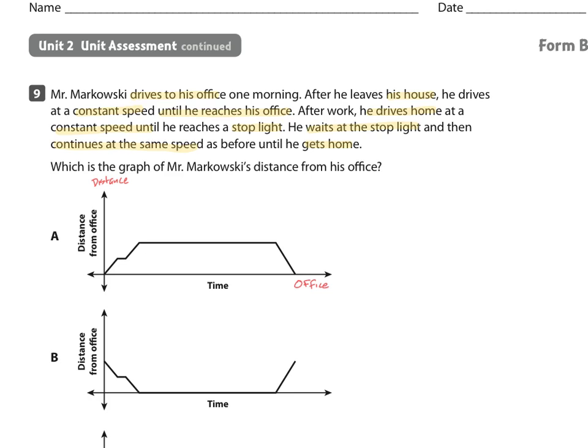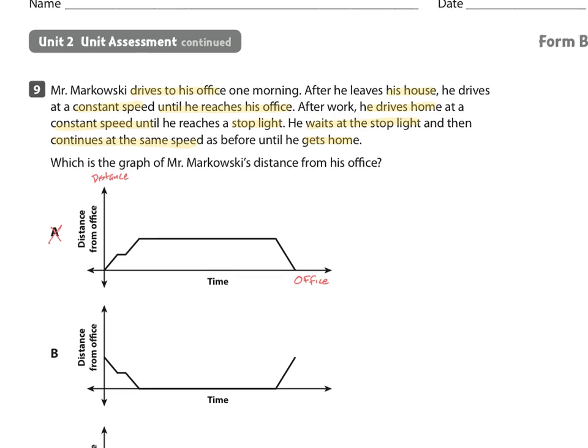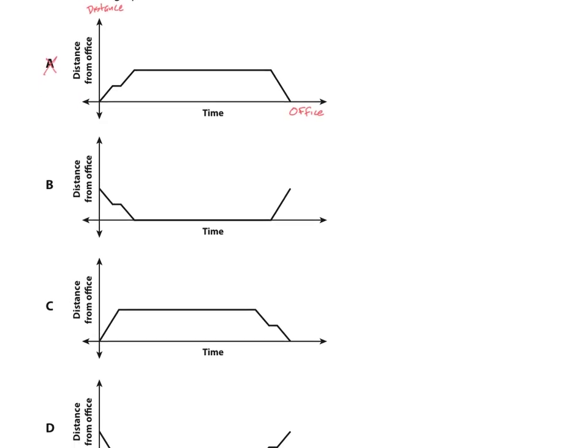Now, for A, at the beginning, it seems like he's already at the office. And that's not the case unless he slept in the office, but that's not what the problem is telling you. It's telling you that he started at his house. So that means that from his house to the office, there's going to be some distance. So this one is not the case because this will mean that he slept in the office. Now, let's look at B.